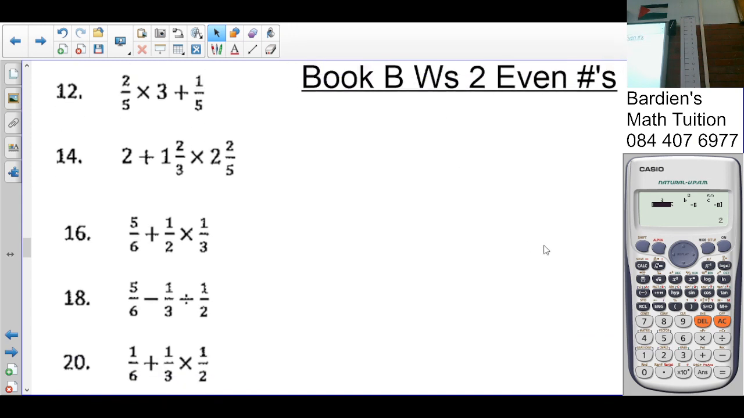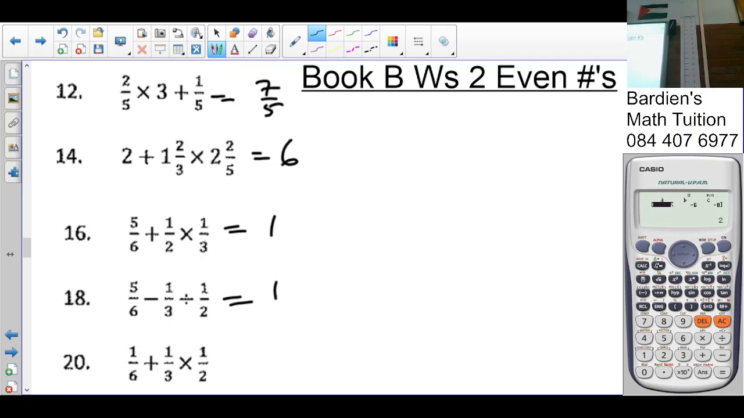Number 12. I have 7 over 5. Is that correct? Number 14. 6 over 1, which is 6. Yes, number 16? 1. 6 over 6 is 1. Number 18? 1 over 6. Number 20? 1 over 3. 2 over 6 is 1 over 3.